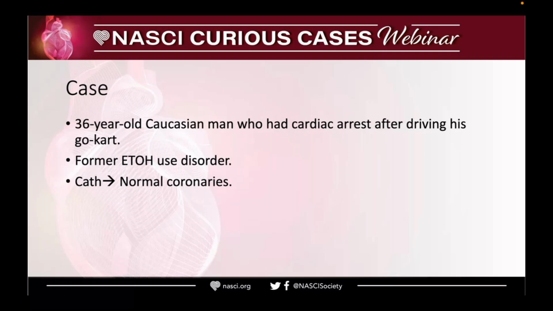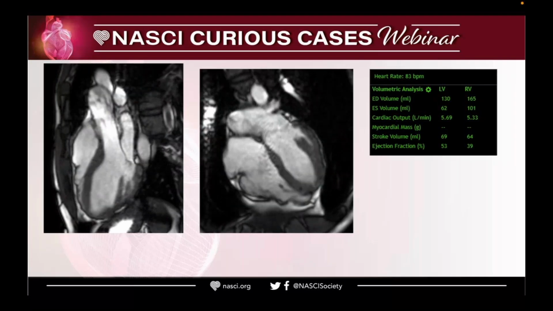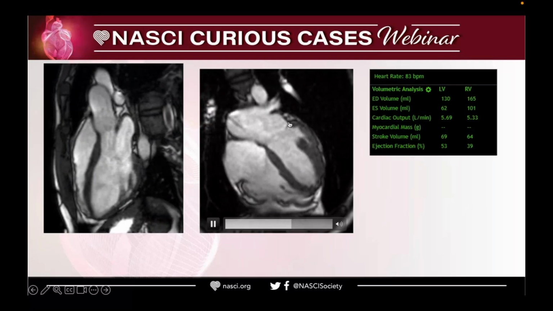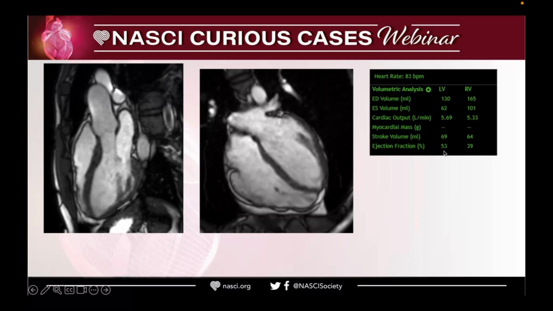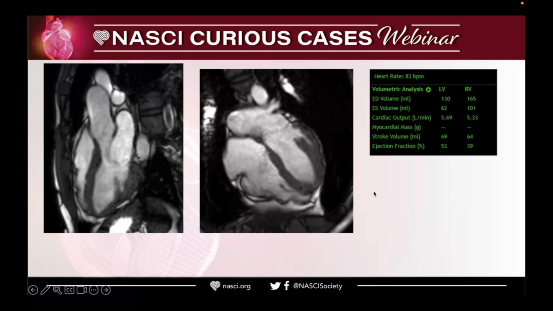This is a 36-year-old Caucasian man who had a cardiac arrest after driving his go-kart. He had a history of alcohol use, and they took this young patient into the cath lab, and there were normal coronary arteries, no evidence of obstruction. This was his initial imaging, showing the steady state free precession images of the heart, showing relatively normal heart function, like 53% after cardiac arrest, and everything looked relatively fine on those initial images, 3-chamber view and 4-chamber view.